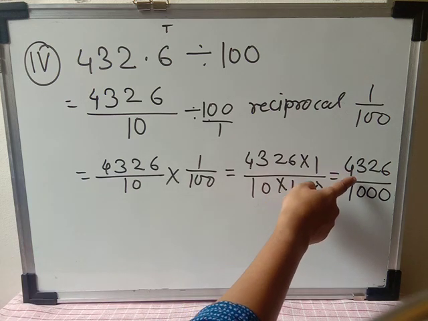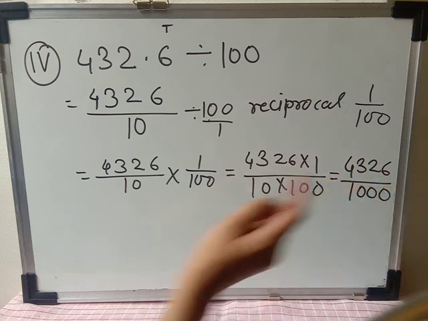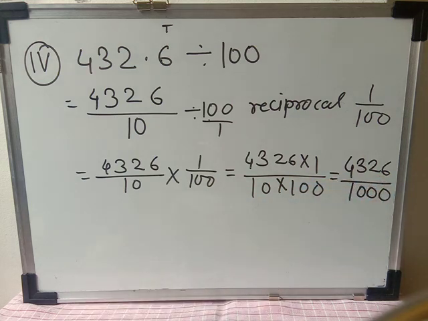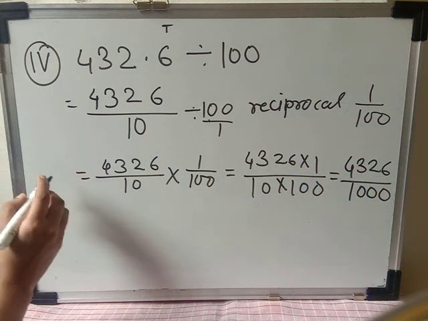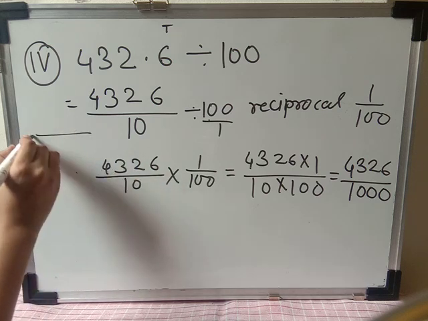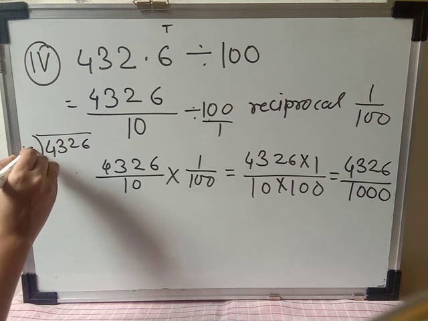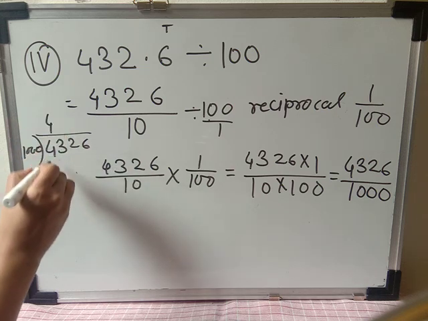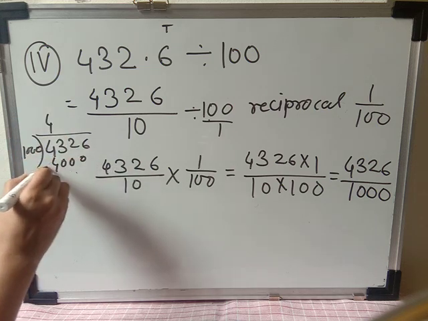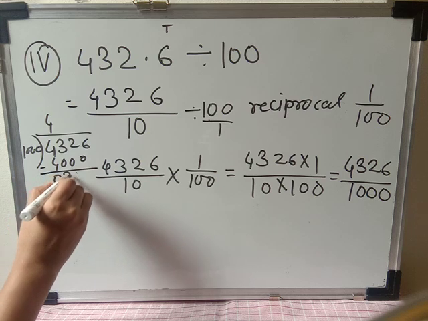So we have to divide 4326 by 1000. Here I'll do the division. 4326 divided by 1000. 1000 fours are 4000. So here 0326 remains.